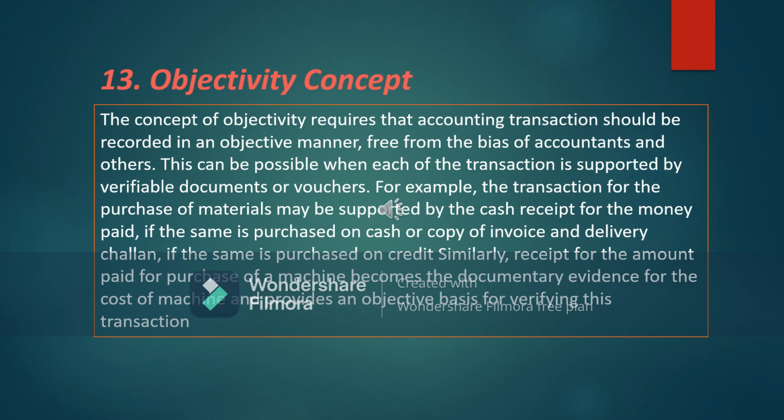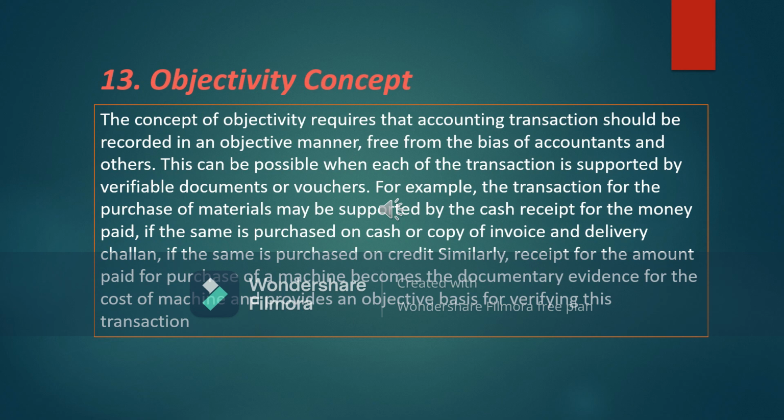Number 13 and the last concept is the objectivity concept. The concept of objectivity requires that accounting transactions should be recorded in an objective manner, free from the bias of accountants. We should not be biased by the accountant or others. Like, for this person the records will be different and for that person the records will be different. They should not be on the basis of that. This can be possible when each transaction is supported by verifiable documents or vouchers. So while recording any financial transaction, we should have the proper documentation attached, and we should always keep it safe if we need to maintain our records.